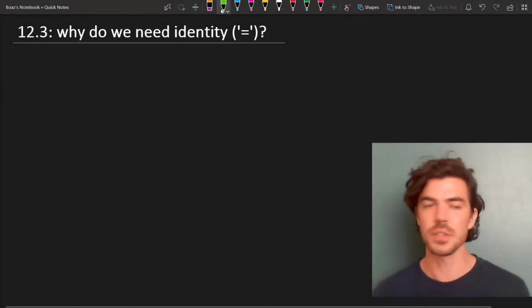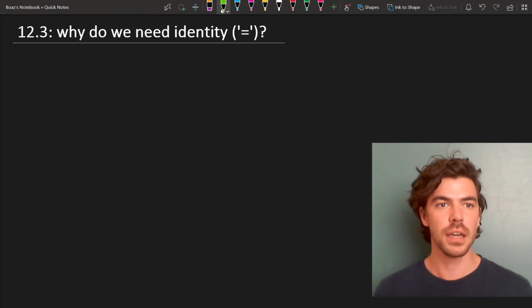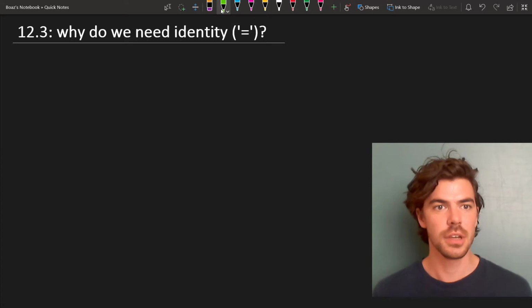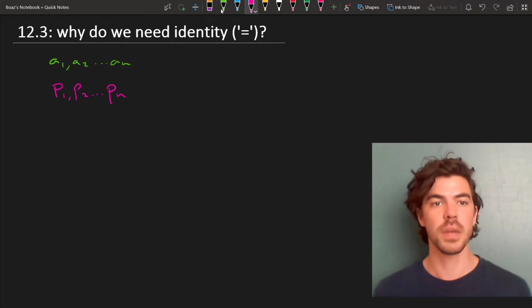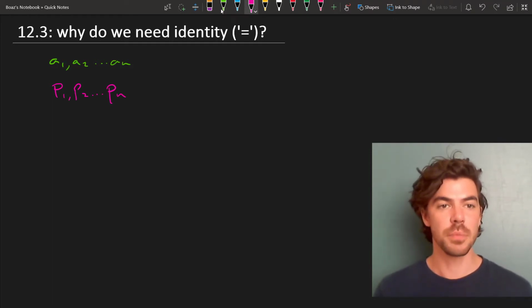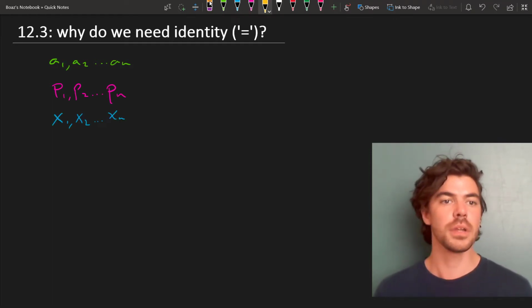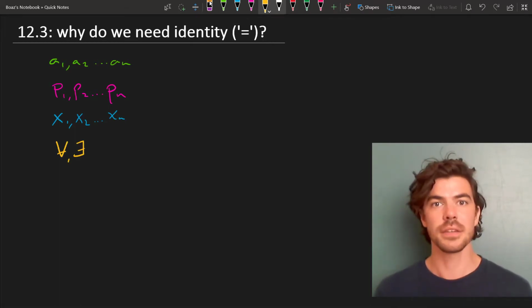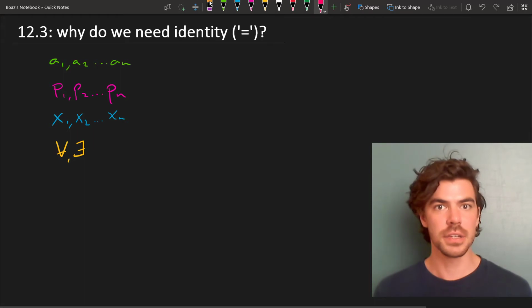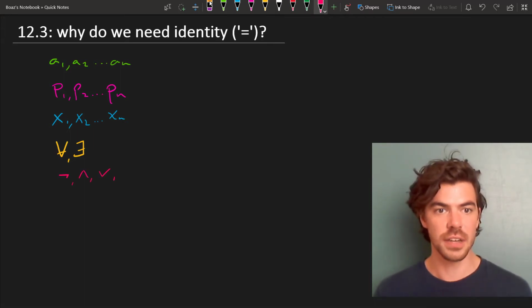Now that we've introduced all the symbols that our language uses, it's time to look back at this special predicate, identity, or equals. So to recap, we have an infinite supply of constants, a1 through an infinite supply of predicates of as many places as we please, an infinite supply of variables, plus our variable binding quantifiers all and some, and the familiar Boolean operators, plus the conditional signs.